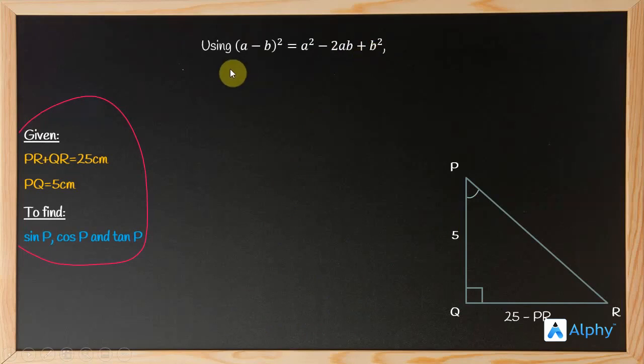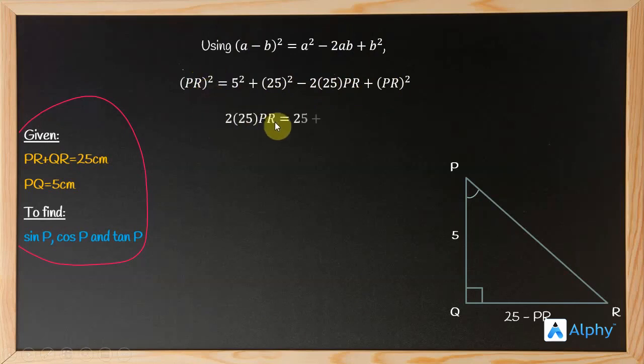Right guys? So we'll get nothing but PR square equals 5 square plus, on expanding, we'll get 25 squared minus 2 into 25 into PR plus B square, which is nothing but PR square. Now, as you can see, PR square on both the sides of the equation, they will get cancelled. Let's do one more thing. Let's take this negative part and take it to the other side of the equation. So what will we get, guys? We'll get 2 into 25 PR equals 5 square plus 25 square.